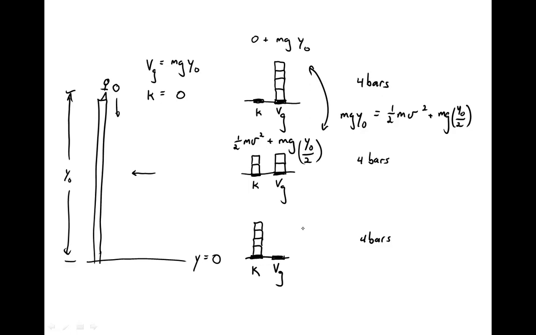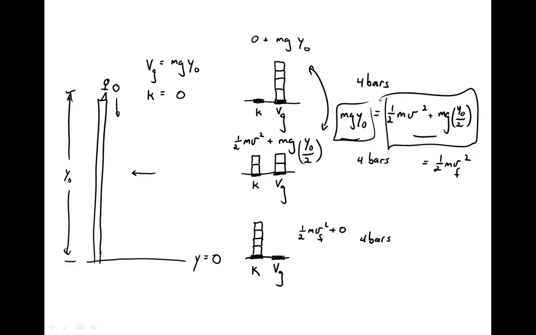Here at the bottom, I have some kinetic energy, 1/2 m v final squared, plus no gravitational potential energy. So mg y0 must also equal 1/2 m v final squared. So by conserving energy, these 3 expressions must be set equal to each other. So let's do this again.